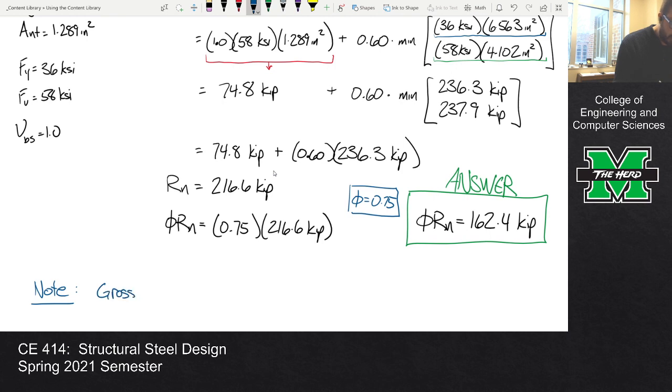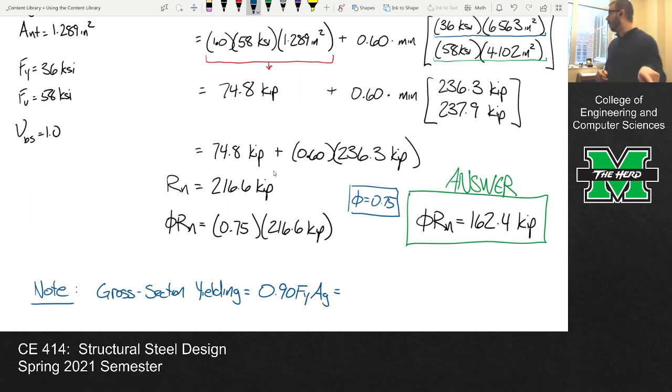Gross section yielding is 0.9 FyAg. If you do that for this angle, you get 189.9 kips. So without doing the block shear one, or without doing the net section fracture one, we could tell that gross section yielding isn't going to govern. If I yank on this angle, it's going to reach its block shear rupture capacity well before it reaches gross section yielding. Maybe that's also true for net section fracture, in which case this angle is actually governed by block shear. That's very possible, and it's worth checking into.